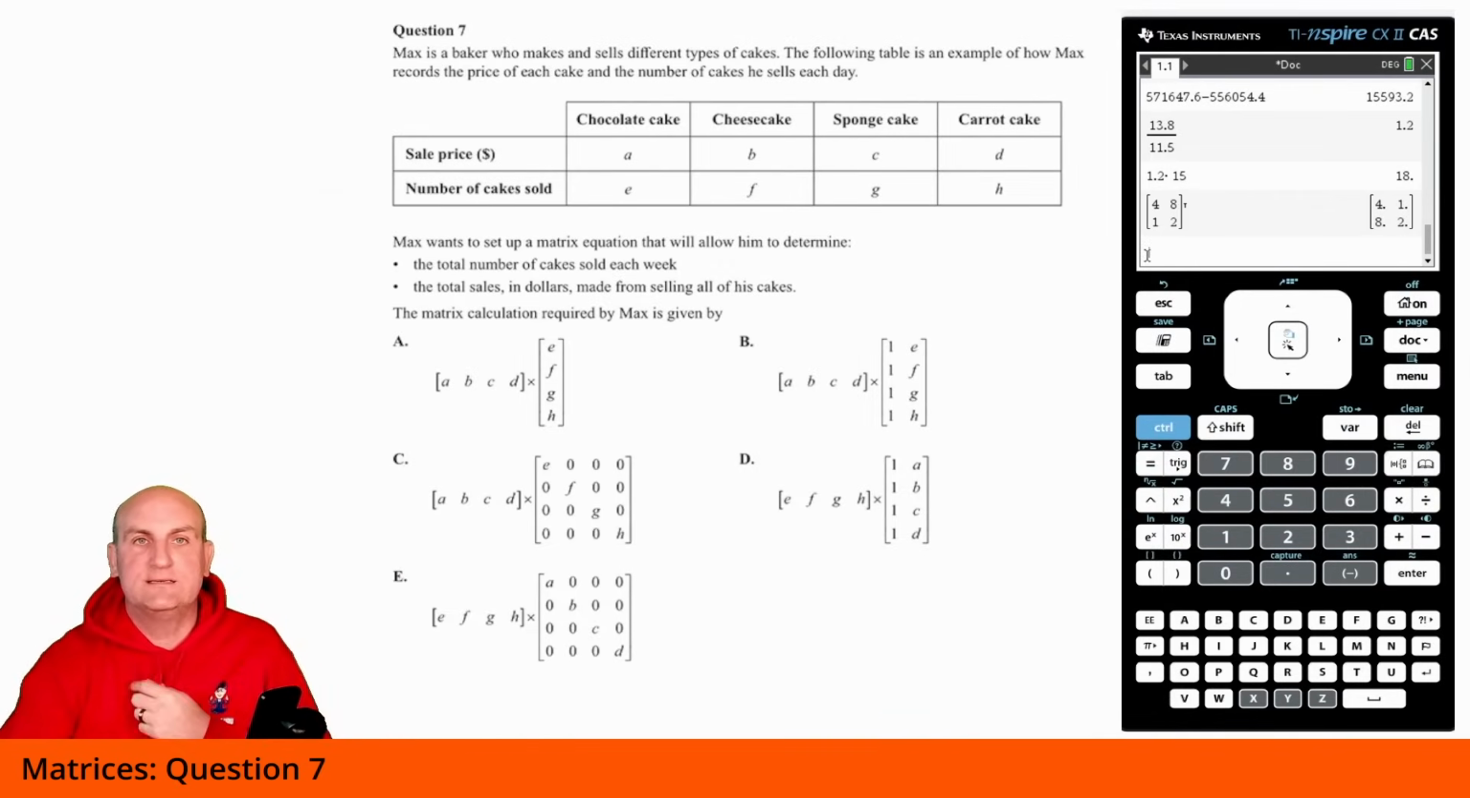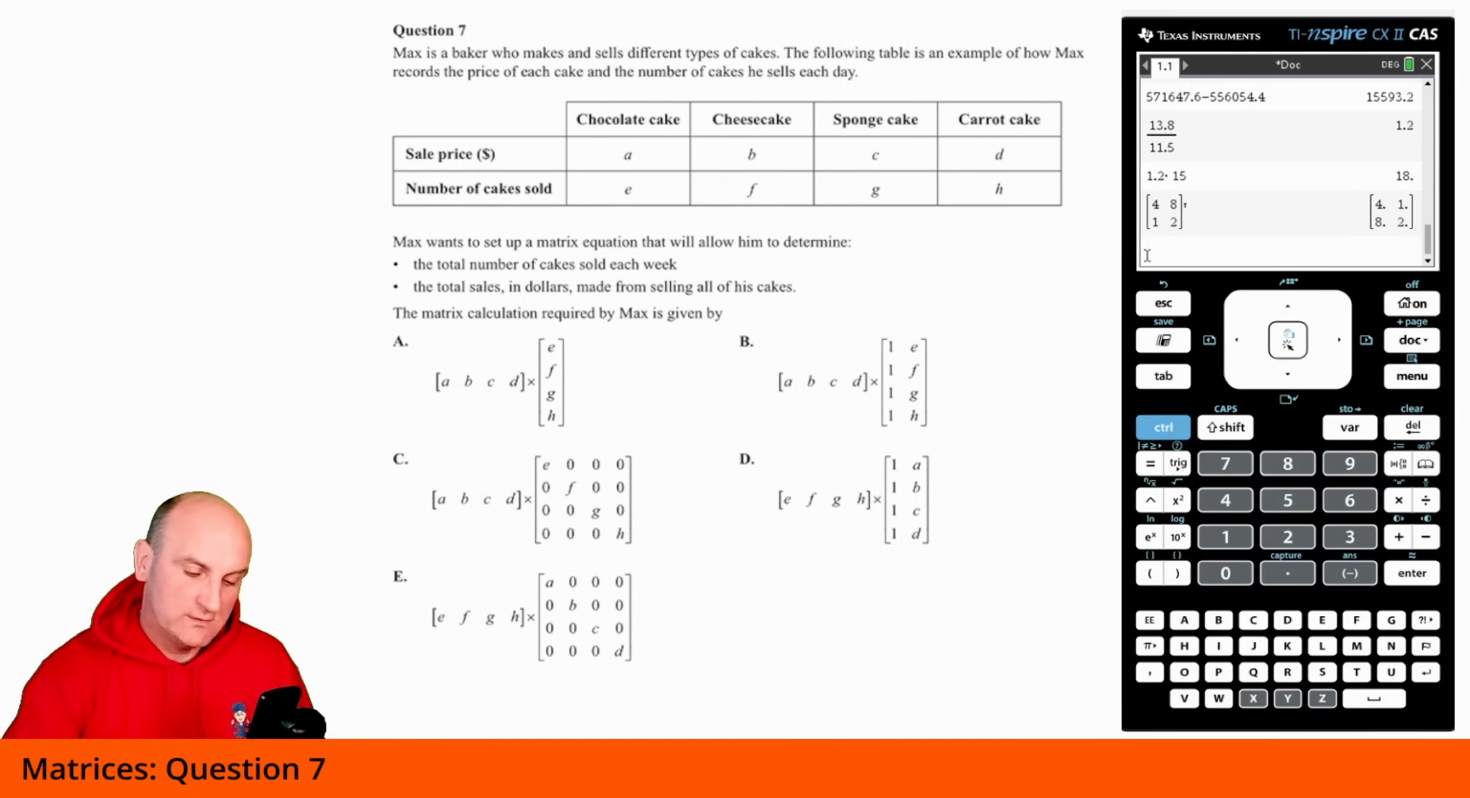Max is a baker who makes and sells different types of cakes. The following table is an example of how Max records the price of each cake and the number of cakes he sells each day, right? Max wants to set up a matrix equation that will allow him to determine the total number of cakes sold each week. So we want the total number of cakes sold each week. So we want those added together. And the total sales in dollars made from selling all of his cakes. Okay, the total number of sales, so that's going to be each of these values multiplied together and then added. Okay, right. So we only want two pieces of information.